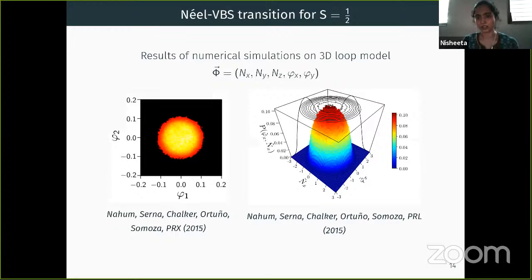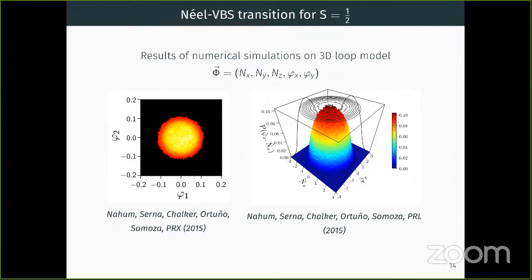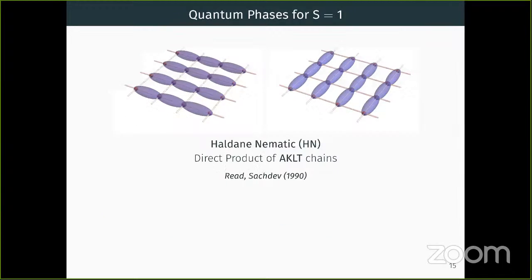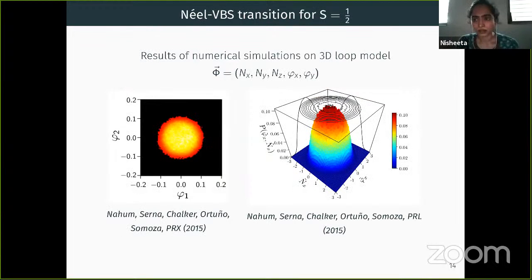Some people simulated 3D classical loop models, and the phase transition in those loop models has been shown to be in the universality class of the Néel-VBS transition. And they showed some evidence for emergent symmetry between these order parameters. So now that was the story for spin half.